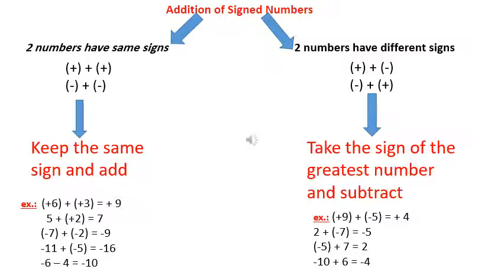Now what if we have different signs? If we have plus 9 and minus 5, the answer is plus 4. We subtract the numbers and we put the sign of the bigger, which is plus, because 9 is bigger than 5. Now 2 plus minus 7: the answer is minus 5, because we subtract the numbers, 7 minus 2 is 5, and we put the sign of the bigger.